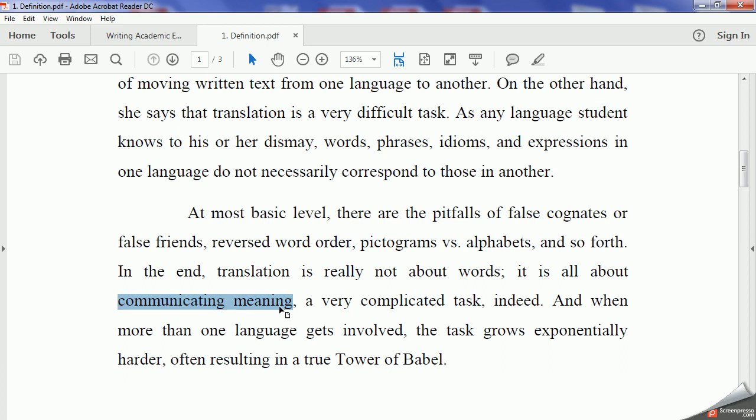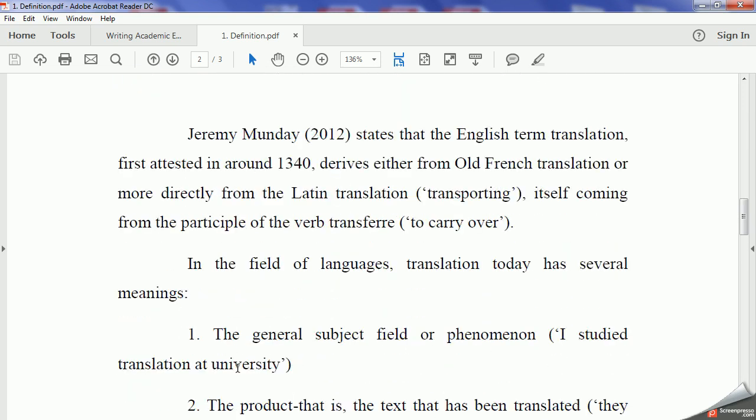So, the process of translation is not about just translating words from one language to another language. No, it is about transferring the meaning of the first language, or source language, into the second language, which is a very complicated task added to this difficult task. Indeed, when more than one language gets involved, the task grows exponentially harder, often resulting in a true Tower of Babel.